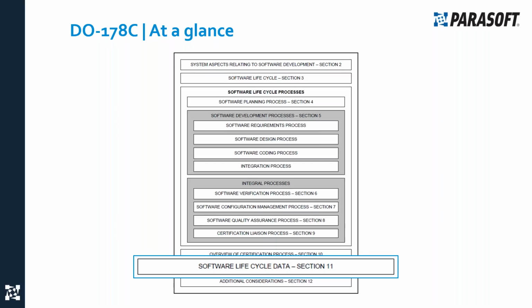This includes the source code, the object code, the test cases, the results, problem reporting, including your plans, such as the plan for software aspects of certification, the software development plan, the software verification plan, configuration management plan, quality assurance plan, etc.